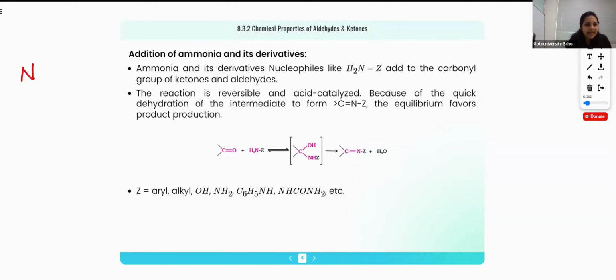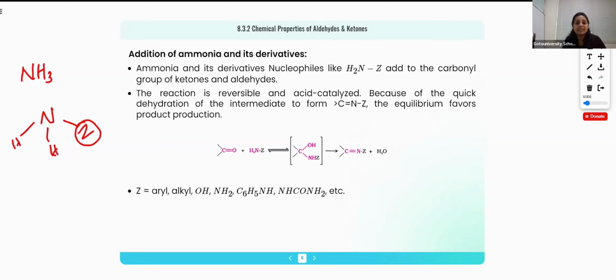Ammonia means it is NH3. What is derivatives of ammonia? Ammonia means nitrogen is connected to 3 hydrogen. One of the hydrogen is replaced by some other group, which is represented as Z. That is called a derivative of ammonia. The Z may be any alkyl group or aryl group, any group it may be. Whatever the group it may be, the corresponding compound you will get, that's all.